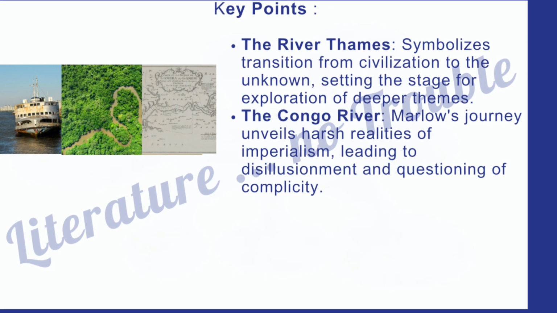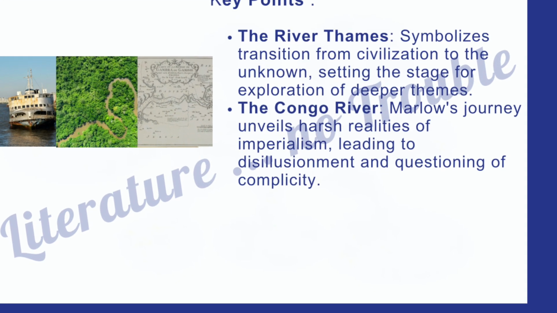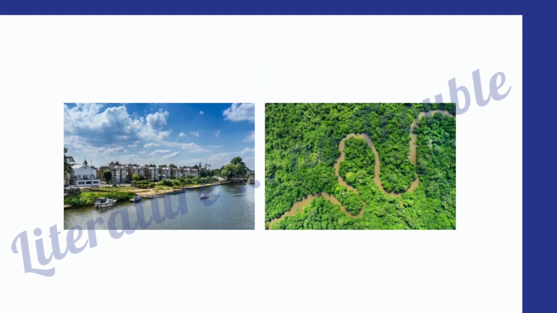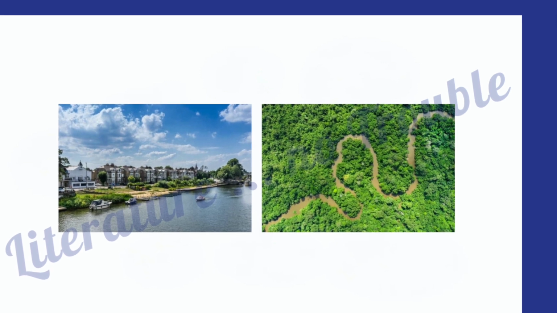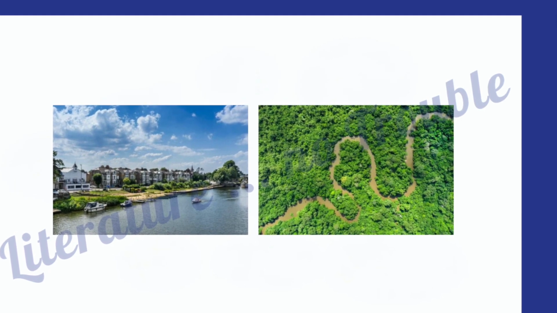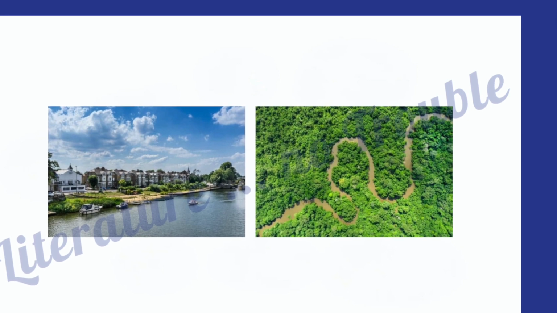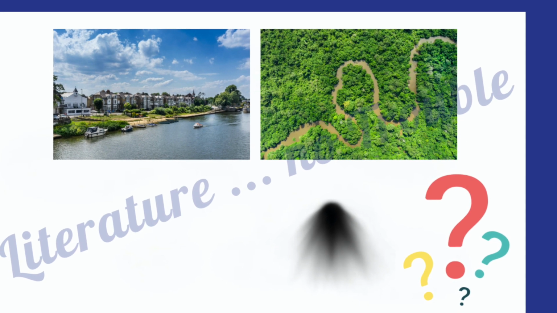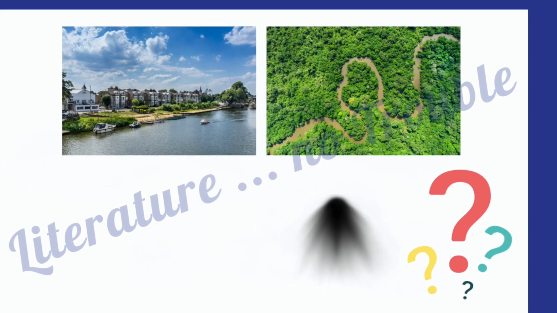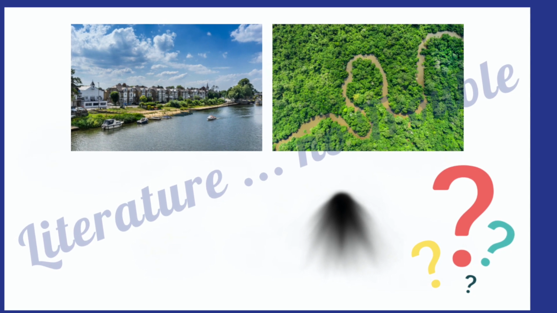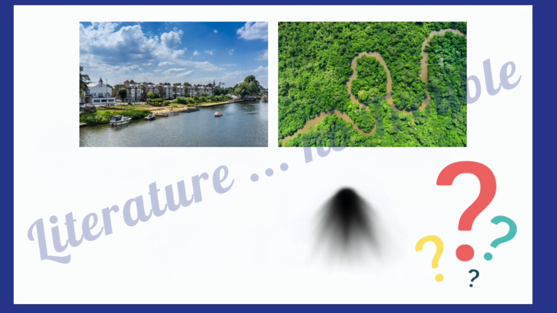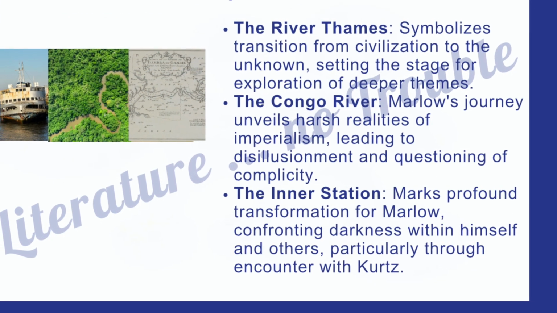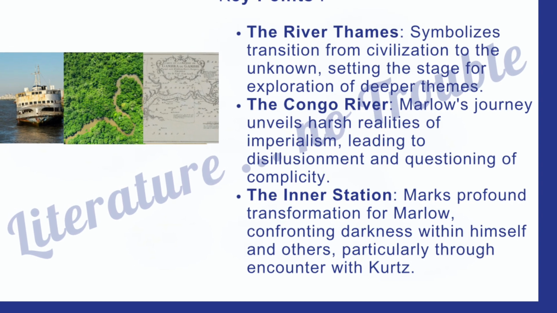Accompanied by fog that symbolizes confusion and mystery, as Marlowe journeys deeper into Africa, he observes what colonialism really means. He is initially shocked by what he encounters. At each stop, Marlowe grows more disillusioned, questioning his role in the colonial system and facing its moral complexities. The Congo River contrasts with the Thames as a symbol of darkness and the unknown. At the inner station, he faces the darkness within himself and others.